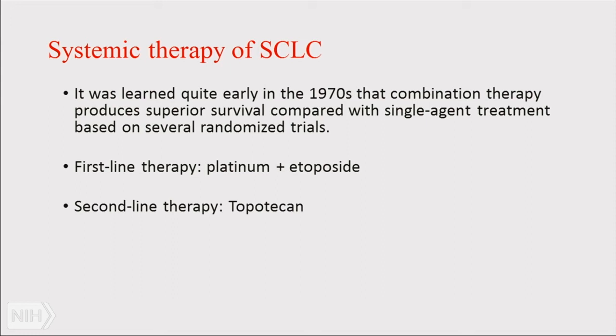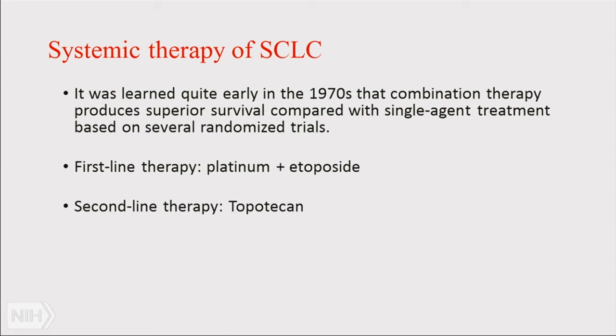In the early 1970s, several randomized clinical trials proved that combination chemotherapy can extend a patient's survival compared to single agent chemotherapy. In the 1980s and early 1990s, the platinum and etoposide doublet established its role as a first-line therapy. Unfortunately, in the past 30 plus years, it remains the first-line chemotherapy. This is not because of a lack of trying, but just that we haven't been able to find a better chemo regimen than platinum and etoposide. And the only second-line agent approved by the FDA is topotecan.